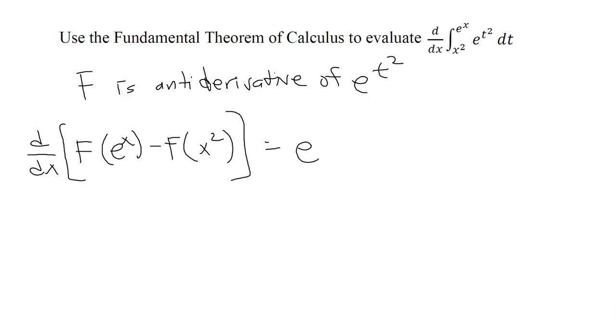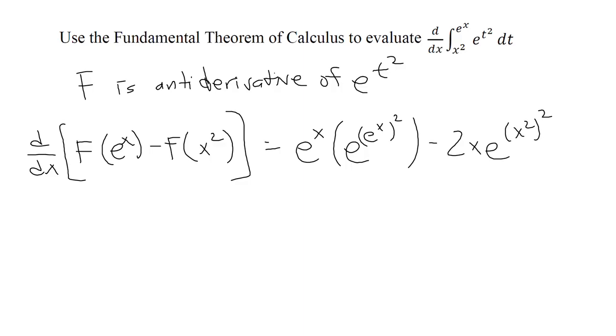And of course, the derivative of capital F of e to the x will be done with the chain rule. So that'll be the derivative of e to the x, which is e to the x, times the original function, e to the t squared, which we'll evaluate at e to the x. So e to the x squared. And then minus the derivative of x squared, which is 2x, times the original function evaluated at x squared, which will be e to the x squared squared.